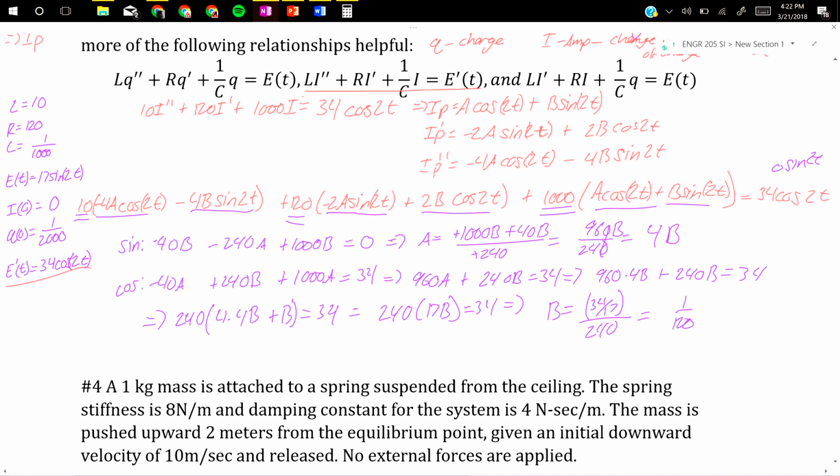And yeah, since b equals 1 over 120, that means a equals 4 times 1 over 120, which equals 1 over 30. It's b times 4. So that implies our i sub p equals a, which is 1 over 30, times cosine 2t, plus b, which is 1 over 120, sine of 2t. And this equals your i for SS, steady state.